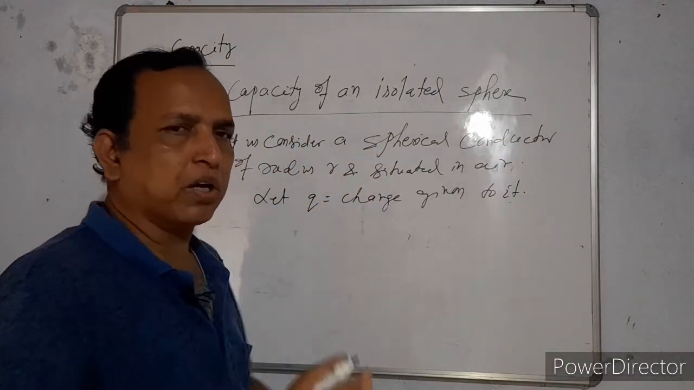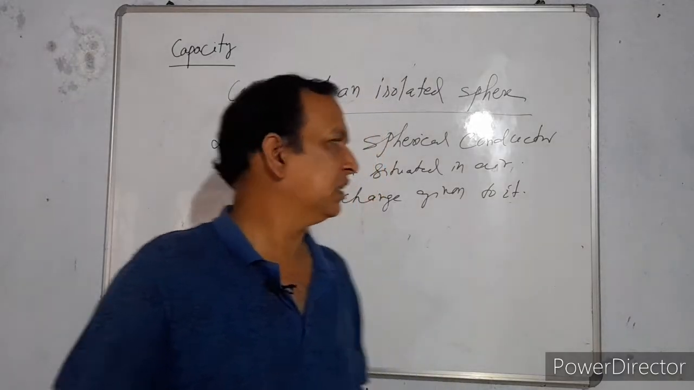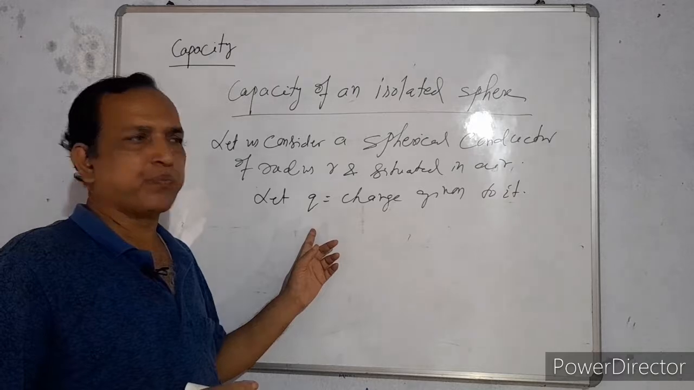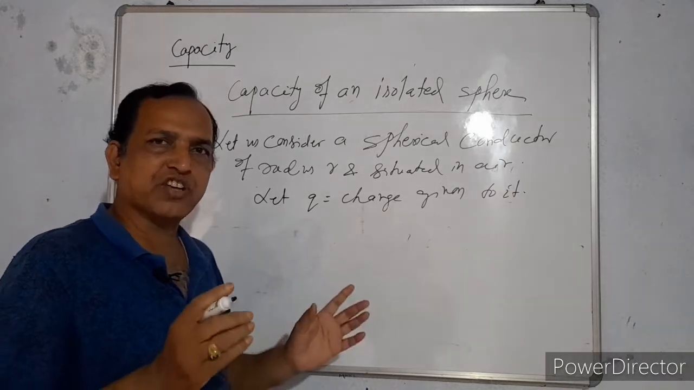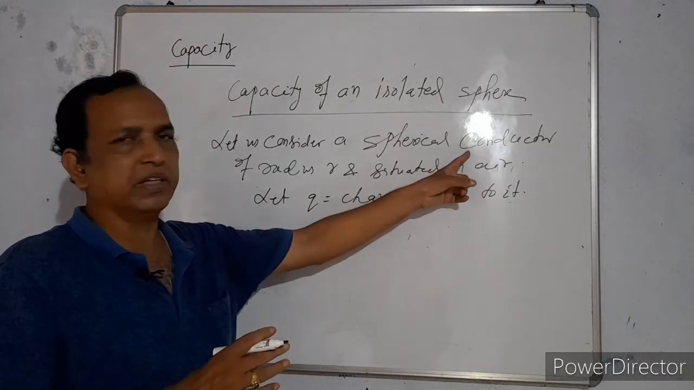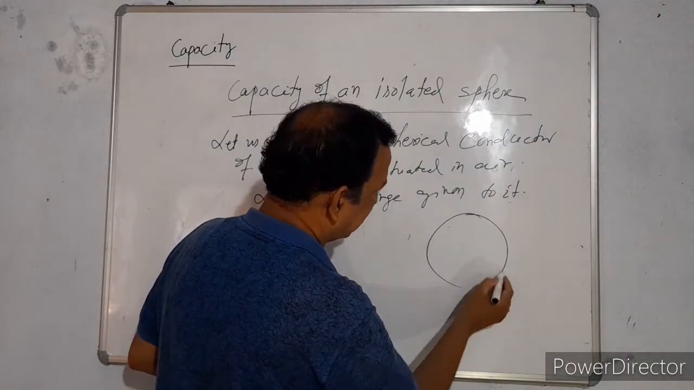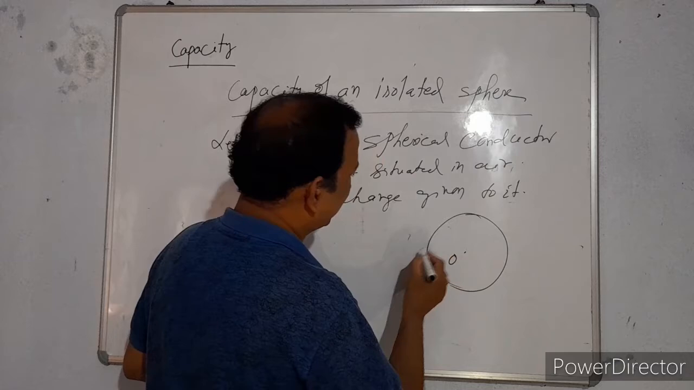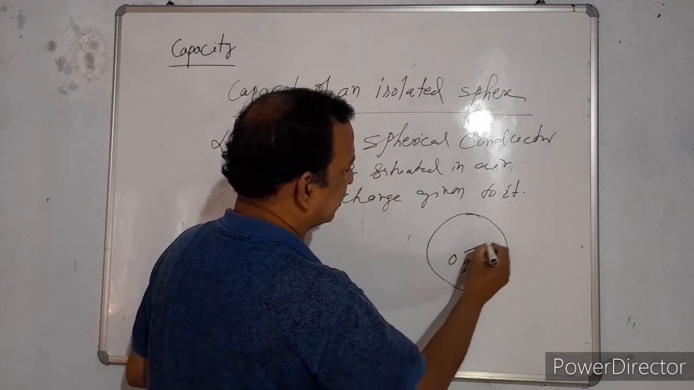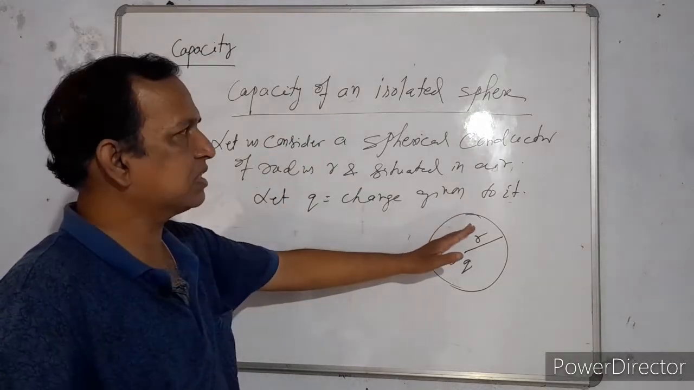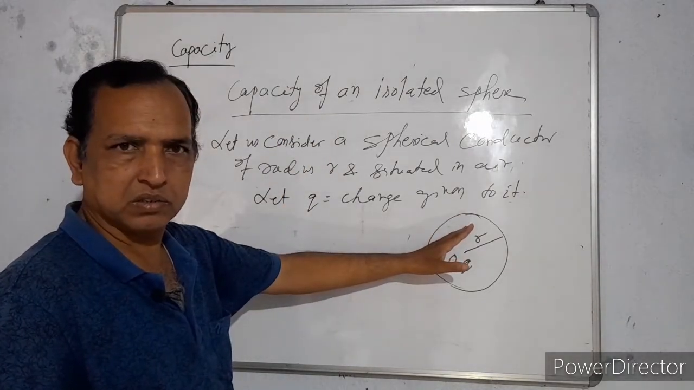For calculation purposes, this charge can be concentrated at the center of the spherical conductor. That means this is the spherical conductor, this is center O, the charge is given at the center, and this is the radius r. We can find out the capacity of this spherical conductor.